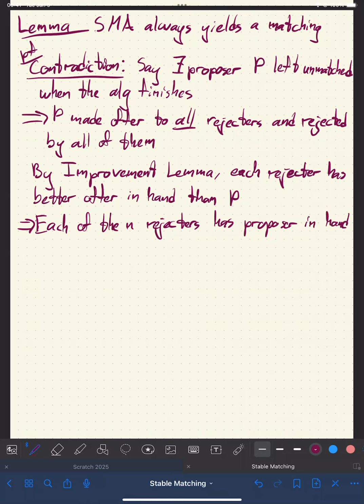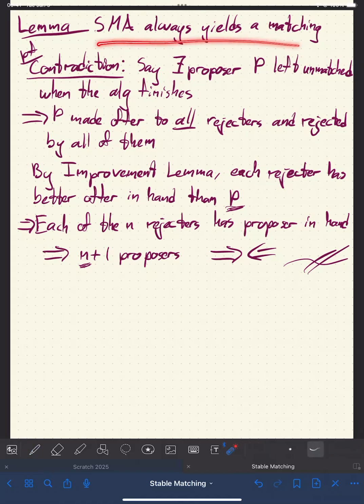But that can't really make sense, because then there'd be n plus 1 proposers, right? Because each rejector has one proposer in hand, and then there's still P left all by its lonesome. So there's n proposers that are matched with rejectors, and then there's also this proposer on hand. That's a contradiction. This is where we can say, nope, that can't happen. We found our contradiction here. Great. So this is the whole proof that the stable matching algorithm always yields a matching. There's no way it can't yield a matching, because there'd be a contradiction if that were the case.